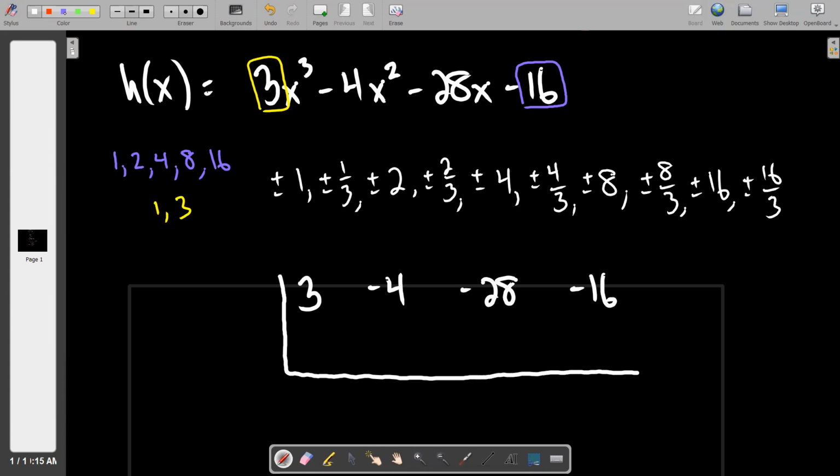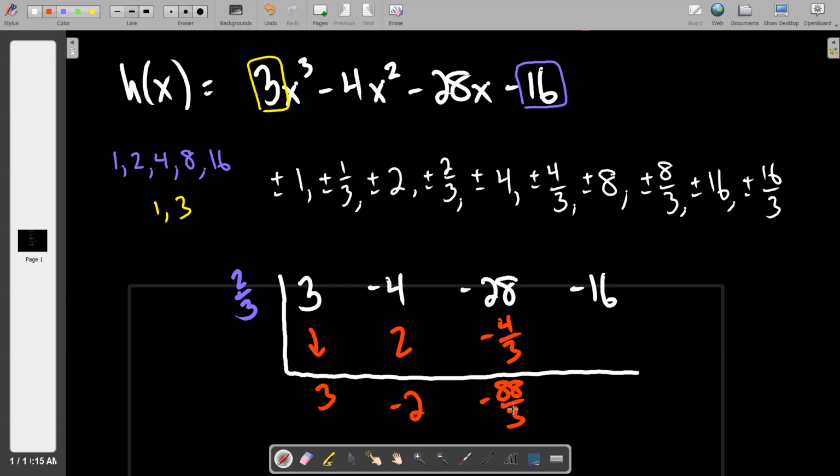And Bryce said he wants to try 2/3. So let's put a 2/3 out here, and we are off. Drop the 3. What's 2/3 of 3? So we put a 2 here. Add those together. What's negative 4 plus 2? Negative 2. What's 2/3 times negative 2? It's negative 4/3. Okay, now you have to add negative 28 to negative 4/3. What's that? Negative 29 and 1/3, which is negative 88/3.